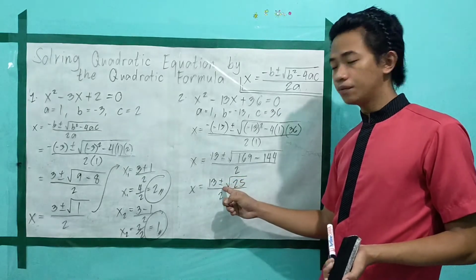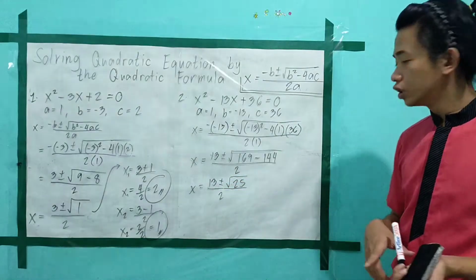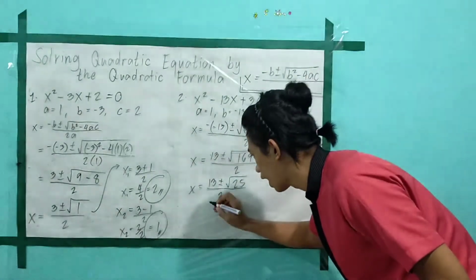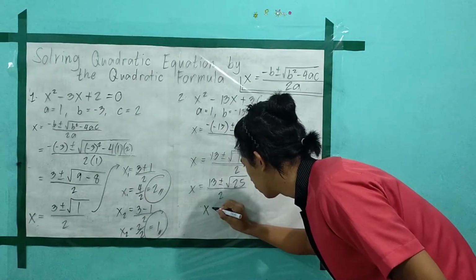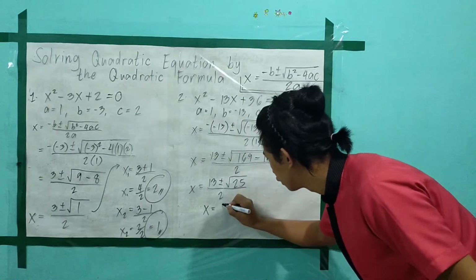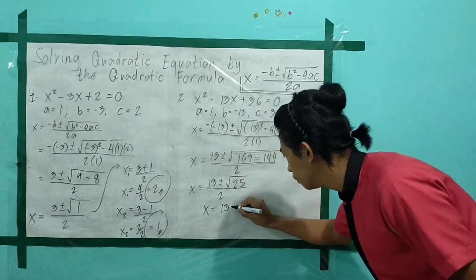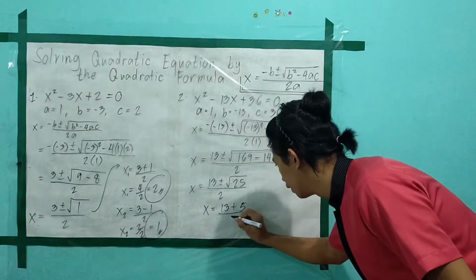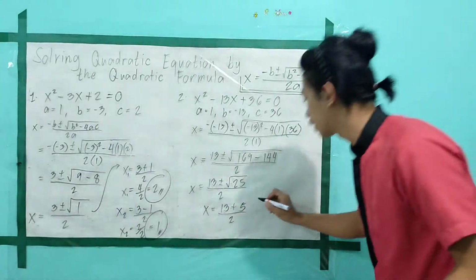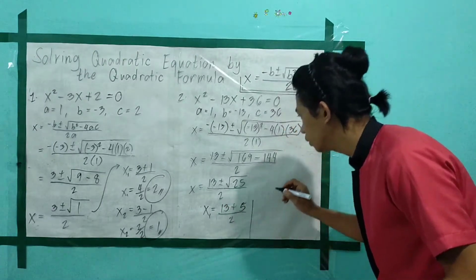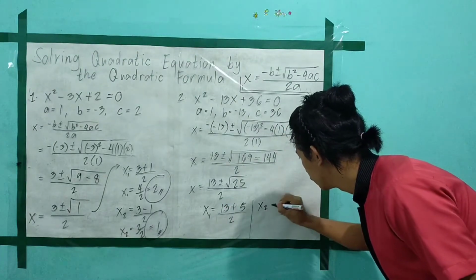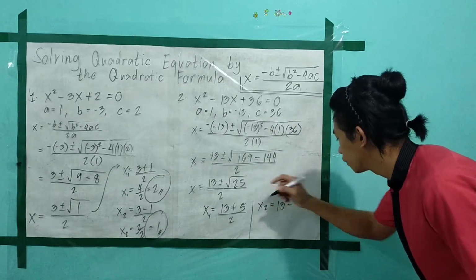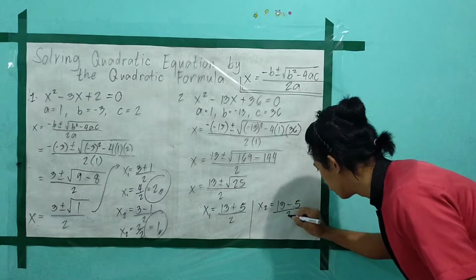Since may positive and negative, therefore magiging dalawa yung solution natin. Okay, so dalawang values ng ating variable x. We have x is equal to 13 plus square root of 25, we have 5 all over 2. So, yun ang ating x sub 1. For our x sub 2, x sub 2 is equal to 13 less square root of 25, we have 5 all over 2.